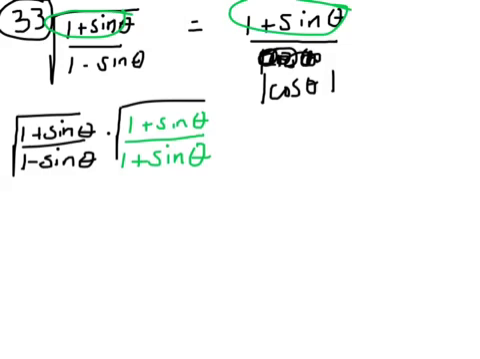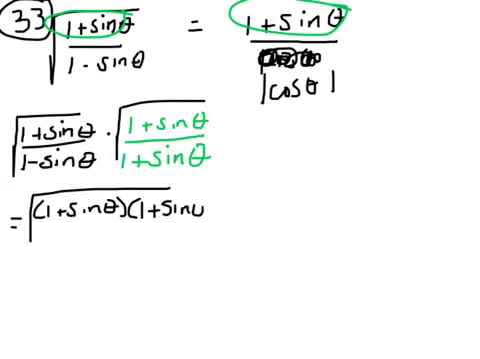Is that going to work? Anybody see where this is going yet? Okay, if you don't, let's work under the radical. What I have now on the top is 2 copies of the same thing. This is like saying square root of 3 on the top times square root of 3 would be 3. It's just square root of 1 plus sine theta and square root of 1 plus sine theta.